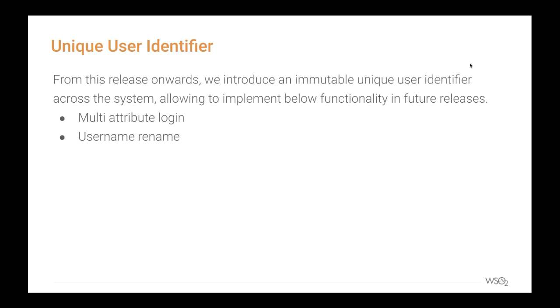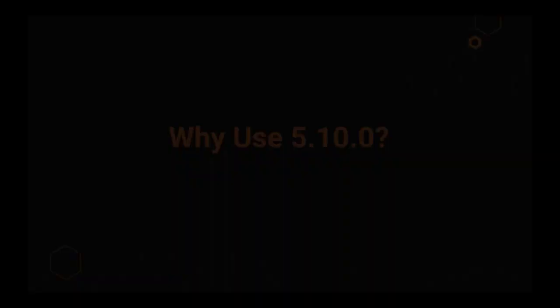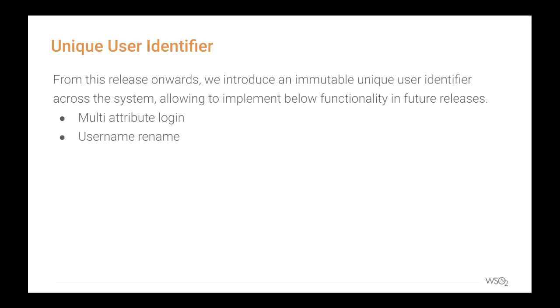The SCIM implementation had a separate identifier, but we didn't have a straightforward way to use this identifier in SCIM as the identifier in the platform. So we have introduced the unique user identifier across the platform to cater to these limitations in a future release. Now the SCIM implementation will also be using the platform identifier rather than depending on a separate identifier.